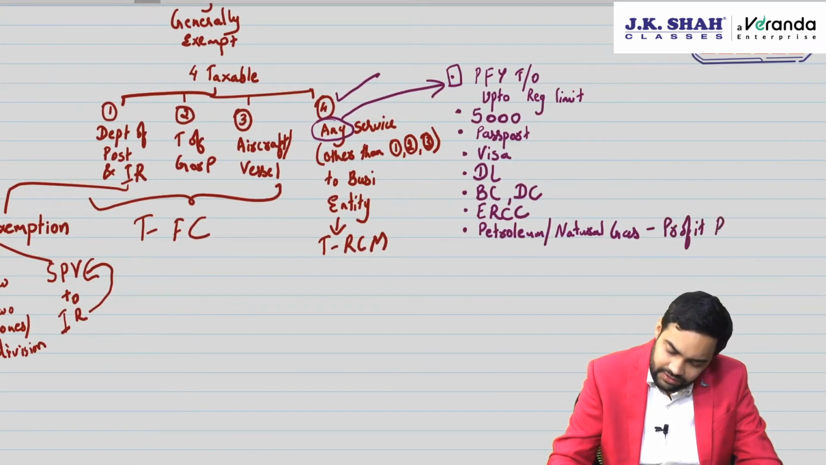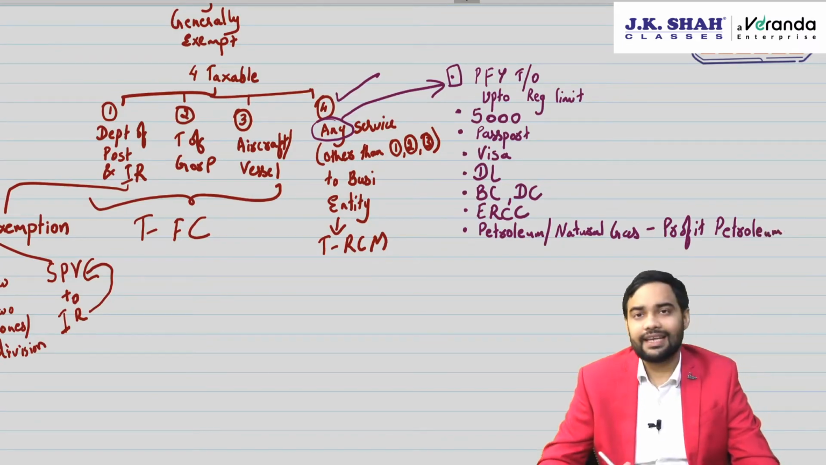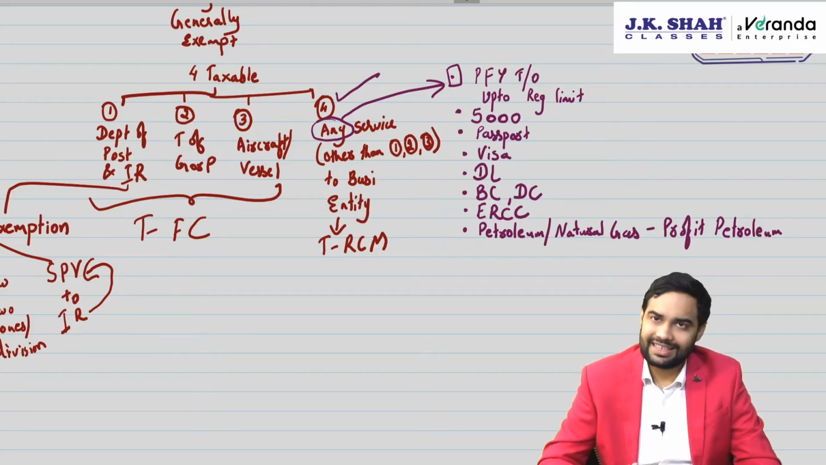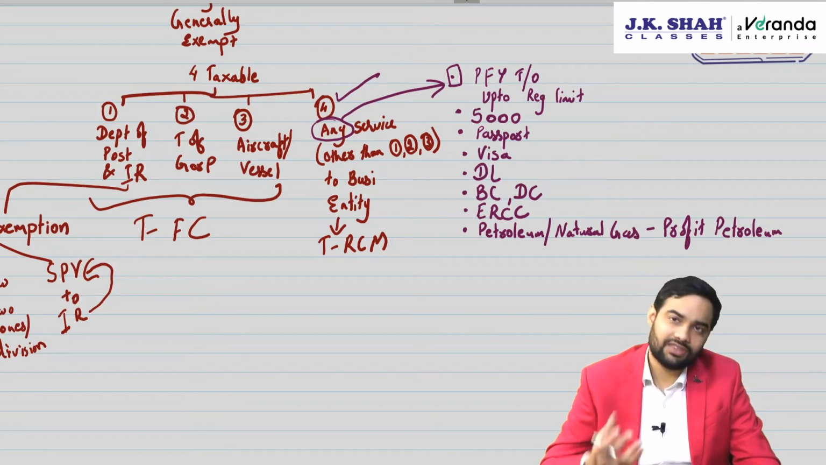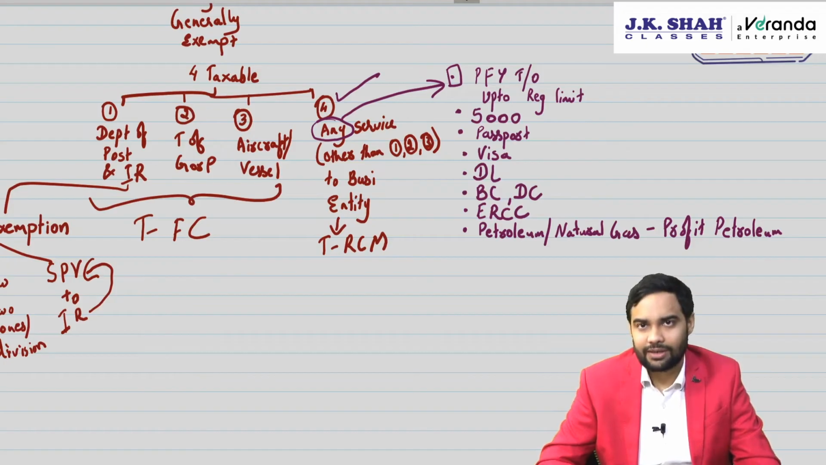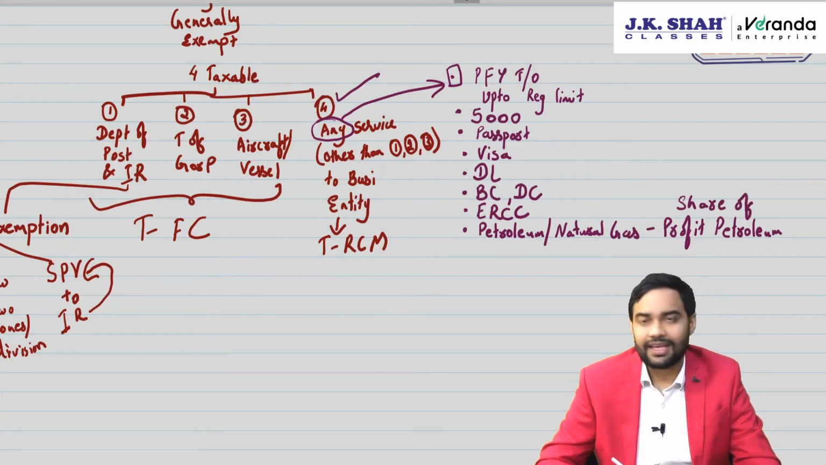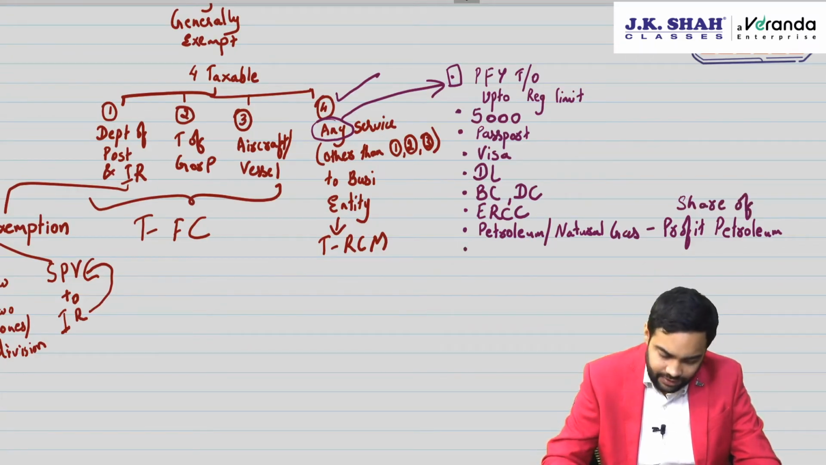Profit petroleum is the share which a mining industry person earns after selling that oil which has been extracted. Cost petroleum is recovery of cost. Cost petroleum is anyways not a supply, because it's just cost recovery of the cost which was incurred to extract petroleum. Profit petroleum, government takes a share. That share of profit petroleum is exempted from GST.